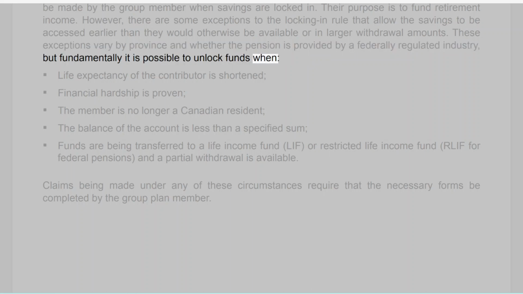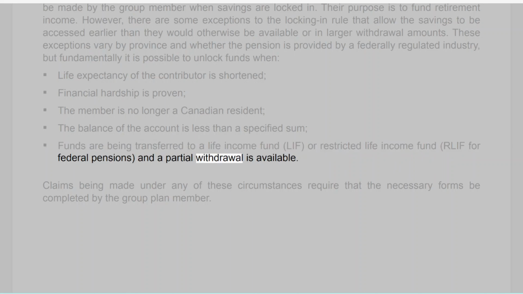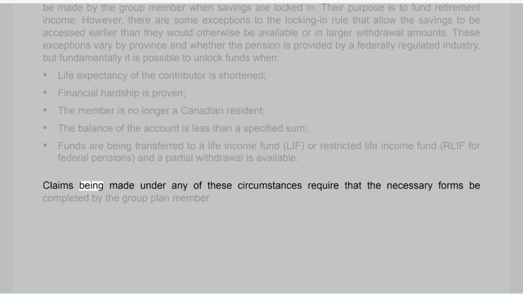possible to unlock funds when: life expectancy of the contributor is shortened; financial hardship is proven; the member is no longer a Canadian resident; the balance of the account is less than a specified sum; funds are being transferred to a life income fund, LIF, or restricted life income fund, RLIF for federal pensions, and a partial withdrawal is available. Claims being made under any of these circumstances require that the necessary forms be completed by the group plan member.